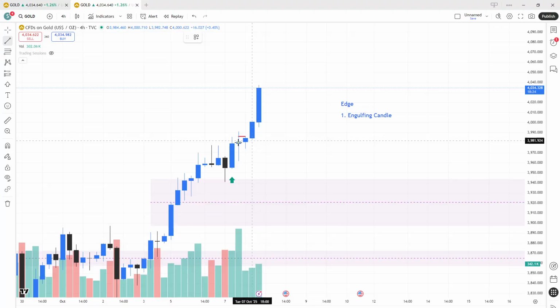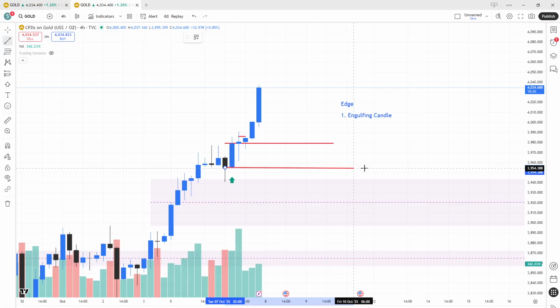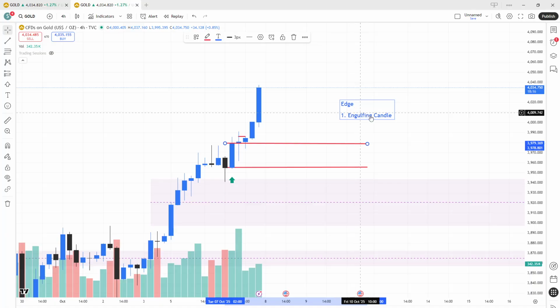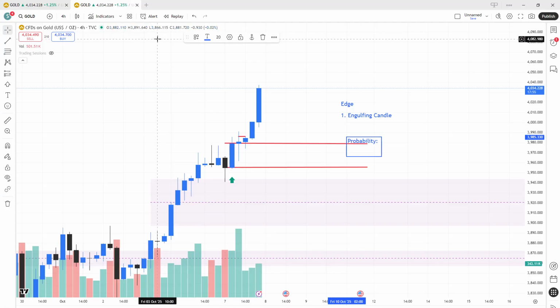So I'm gonna mark the high and then the low. Why do I do that? Because the next part of my edge, as far as what I can see, is to find a point of entry, right? So the next thing that I want to talk about is probability, right? What's the probability of this trade if I'm going to get into it?